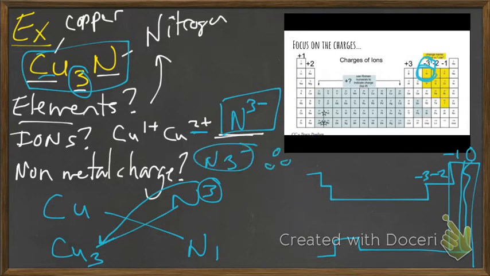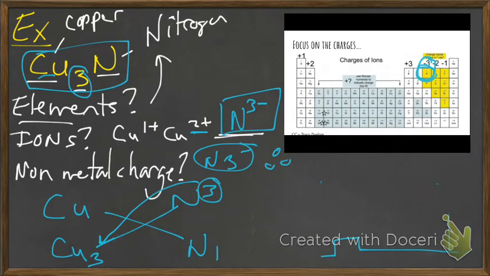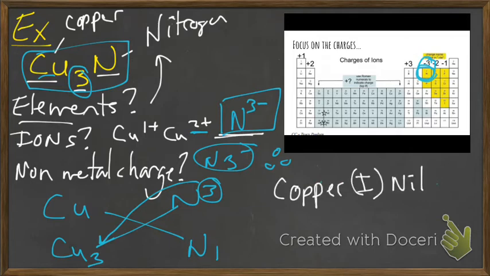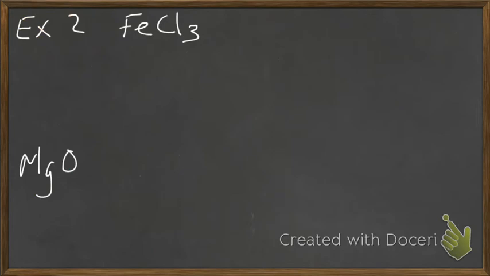Therefore, I'm going to erase my periodic table here because I need the space. We know that the name is copper 1 nitride. If we do another example, will it make a bit more sense?